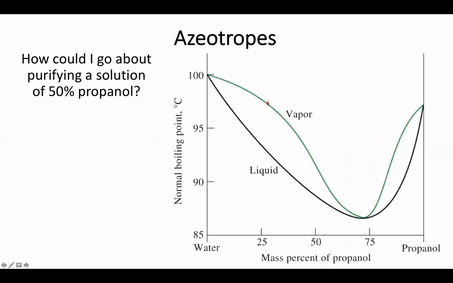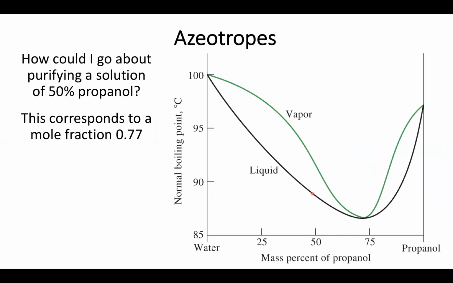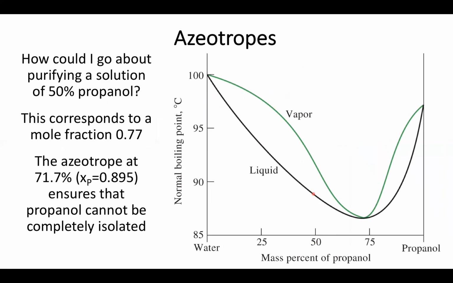So let's go ahead and think about what this would look like in a real case. If I have a system that's 50% by mass propanol. So by the way, this corresponds to a mole fraction about 0.77. So again, mostly propanol in water. And in this case, what ends up happening is that no matter how much I try and purify my propanol, I'm never going to get a system that's more pure than this 71.7%. So I'm never going to end up getting pure propanol. Instead, I'm always going to have this 70% mixture.